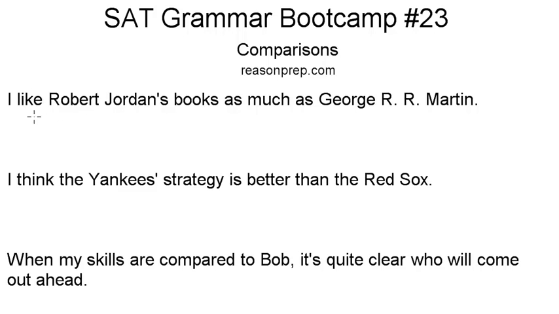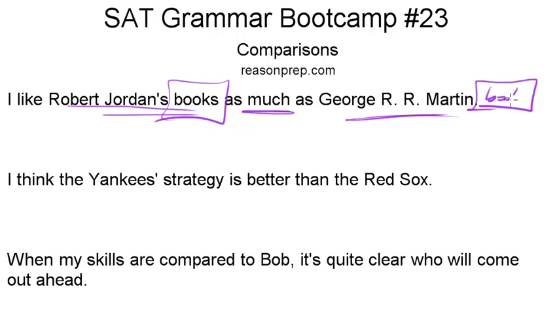Let's look at this first sentence. I like Robert Jordan's books as much as George R.R. Martin. Well, what are we comparing here? We're comparing Robert Jordan's books to George R.R. Martin. Well, this is an author. We need something like George R.R. Martin's books, or George R.R. Martin's, or I like Robert Jordan's books as much as those of George R.R. Martin, or whatever. The point is we need to make sure that this side equals this side in terms of what we're talking about.